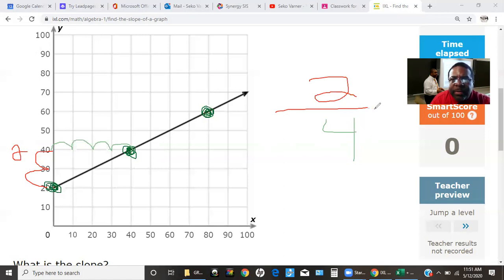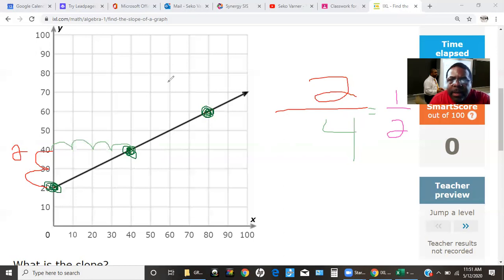Now, can I reduce 2, 4? Yes, I can reduce 2, 4 because 2 goes into the number 2 one time, and the number 2 goes into the number 4 twice.